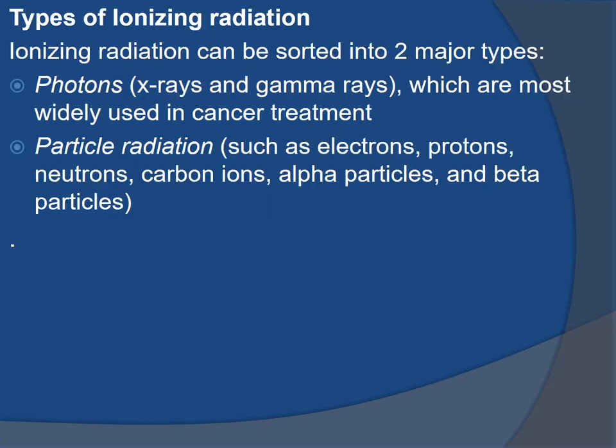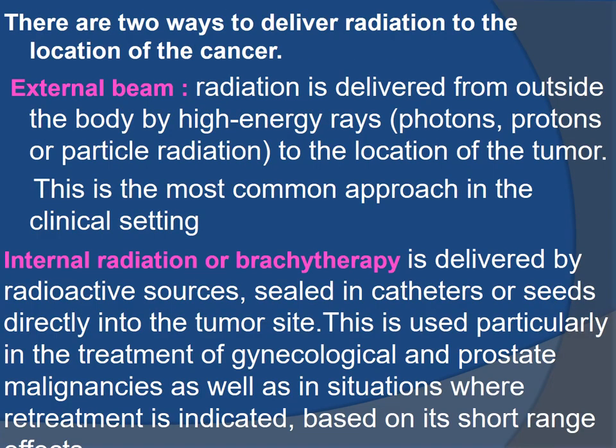Types of ionizing radiation. Ionizing radiation may be photons, such as gamma rays, or particle radiation such as electrons, protons, neutrons, carbon ions, alpha particles, and beta particles. How can the radiotherapy beam be delivered? It can be delivered through a machine, which is called external beam radiotherapy, or through a radioactive source implanted in the tumor itself, which is called internal beam radiation or brachytherapy.